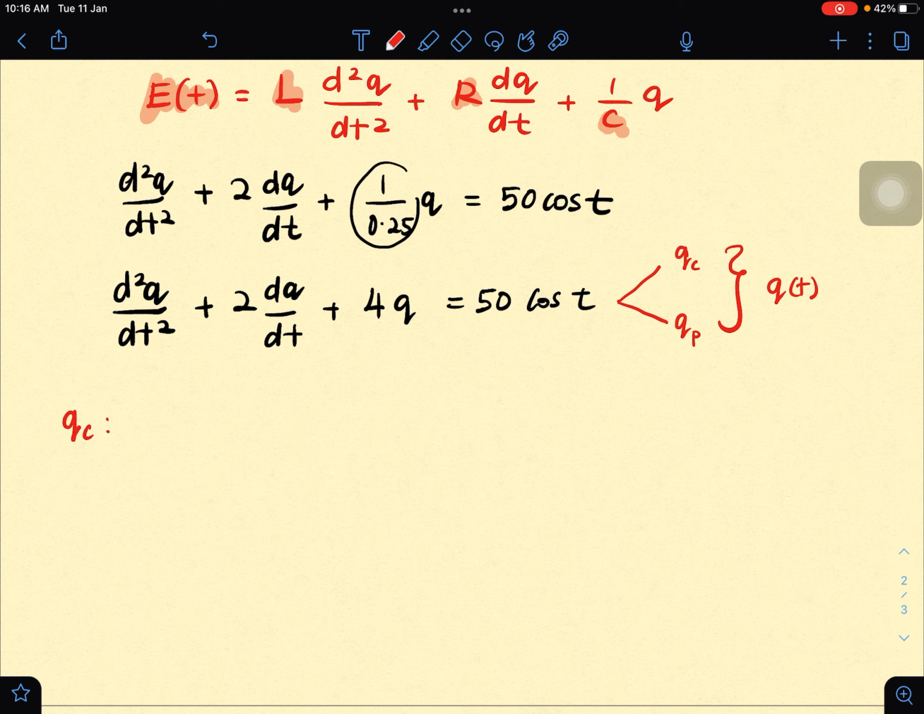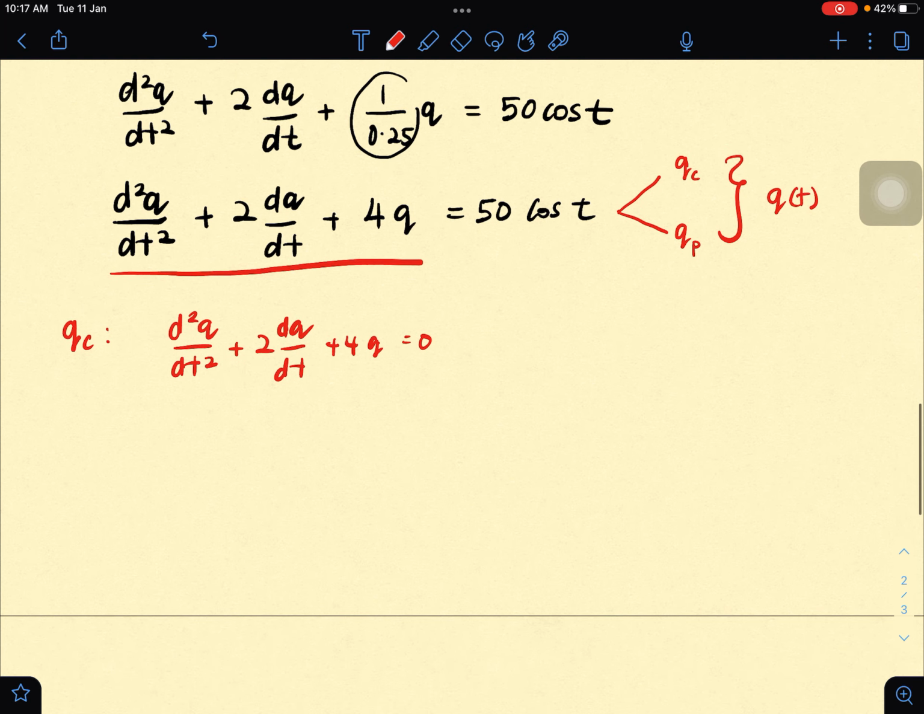So first we need to find our QC. Nak cari QC, kita transform this one to be homogeneous. So we will have d square q over dt square plus 2 dq over dt plus 4q equal to 0. And then we need to write it as our characteristic equation. So you will have lambda square plus 2 lambda plus 4 equal to 0. You cannot factorize.